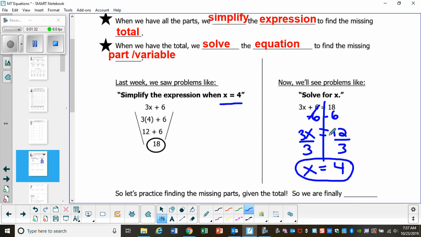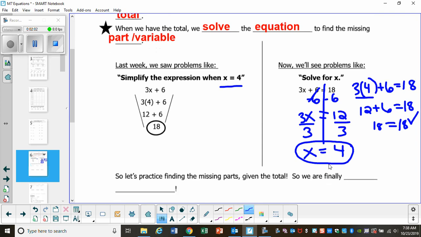And so we could even ensure that 4 is in fact x by plugging it in here. 3 times 4 plus 6 to see if it gives us 18. And so now we're applying PEMDAS because we're trying to see if this entire expression here on the left gives us 18. So we would multiply first. 3 times 4 is 12. And then we would add second. 12 plus 6 is 18. So since 18 equals 18, we did in fact find the missing part correctly.